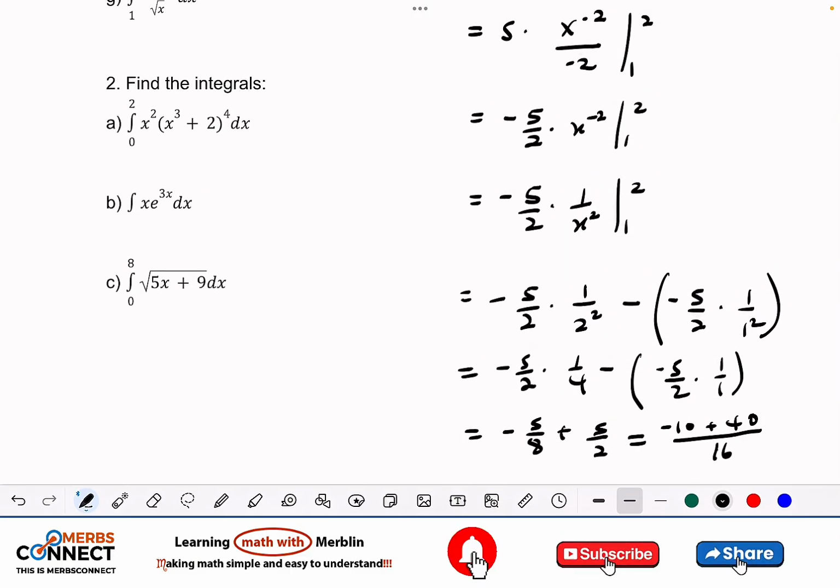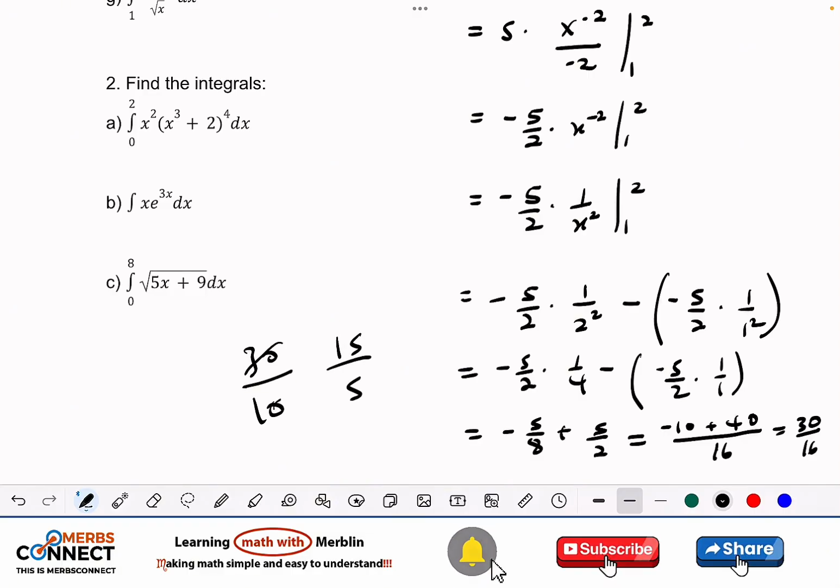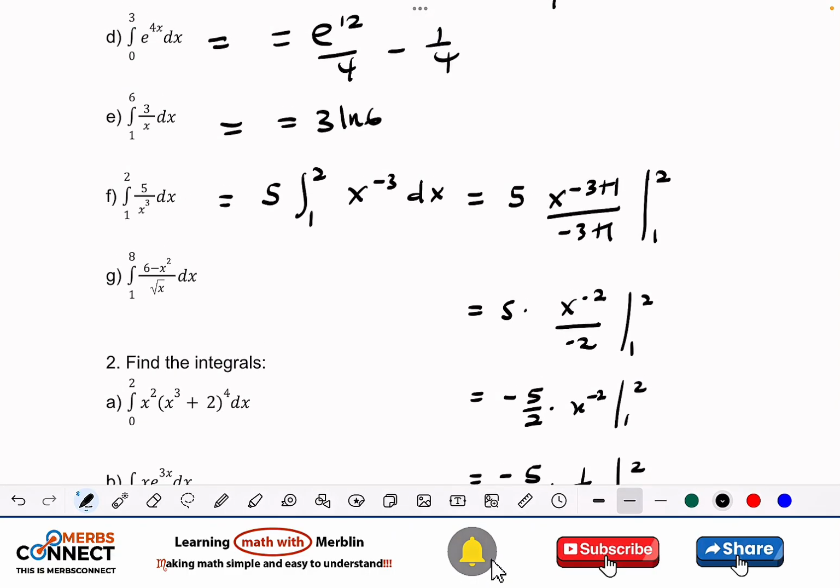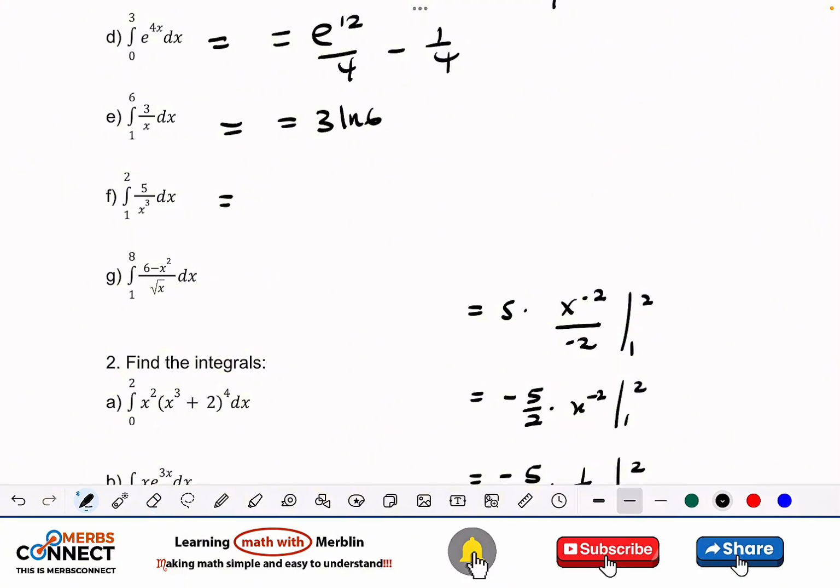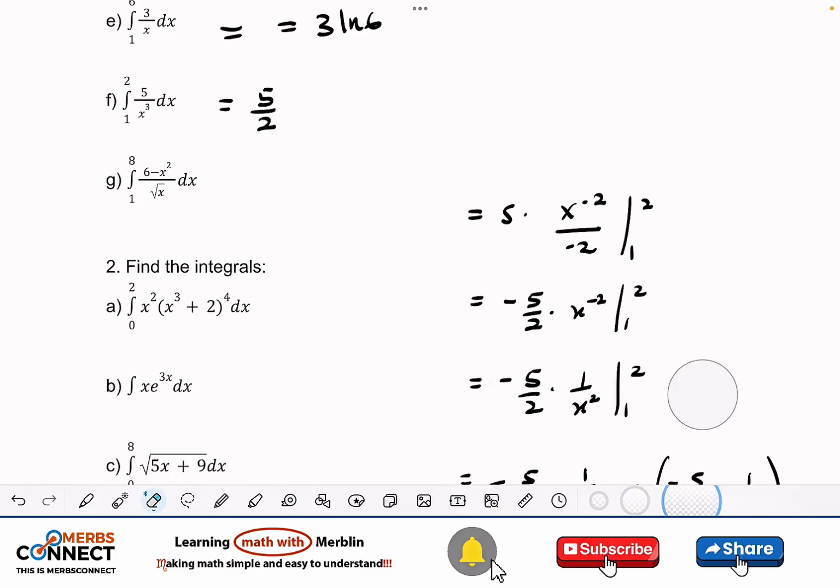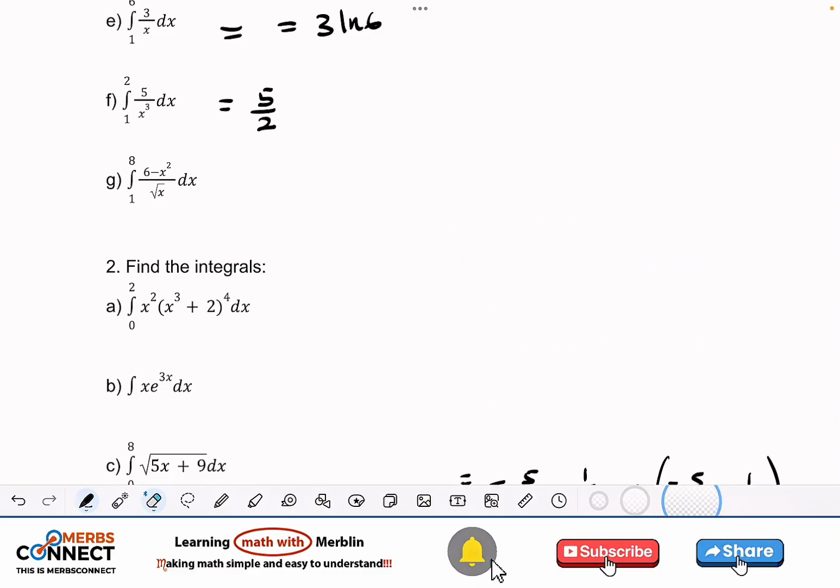So what are we going to get? We are going to have 30 divided by 16, and you can just divide by 2. 30 divided by 2 goes to 15 and 16 goes to 8. Actually, 3 can go into 15 to give 5 and into 6 to give 2. So we are going to have 5 on 2 at the end of the day. So this is going to give us 5 divided by 2. Nice.